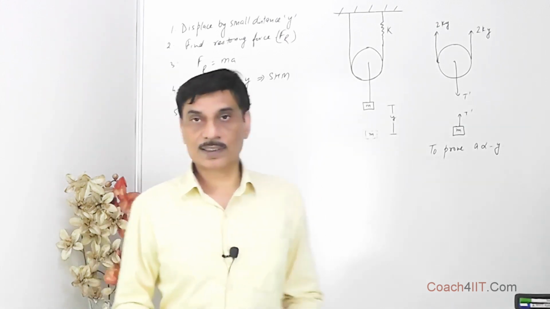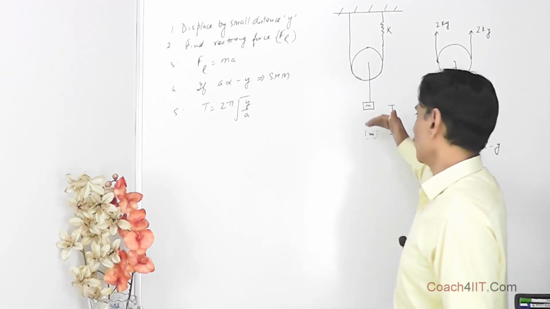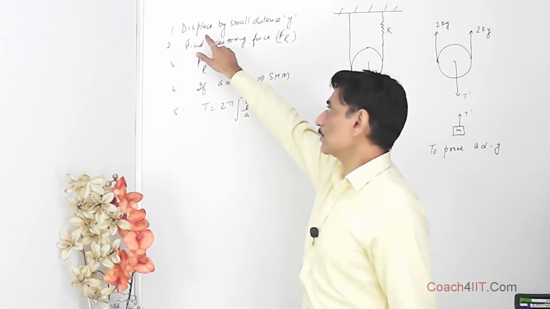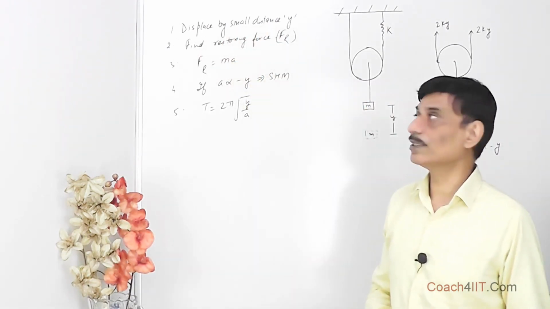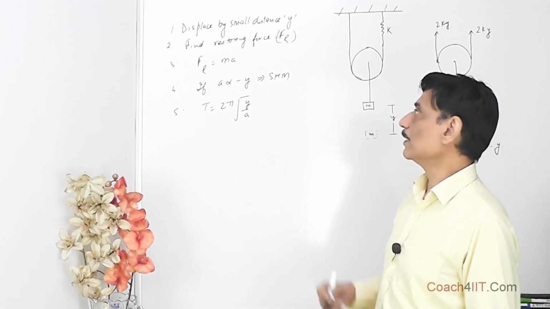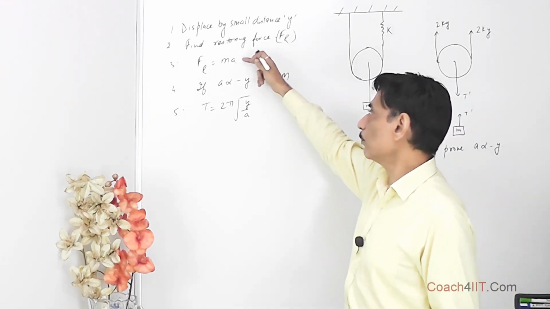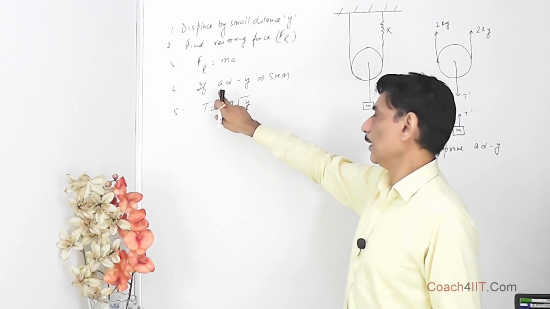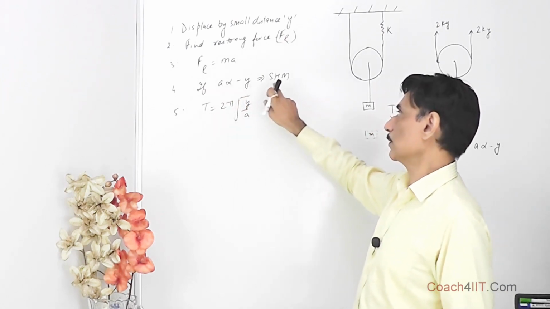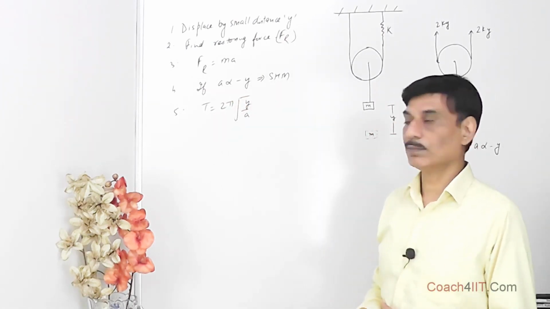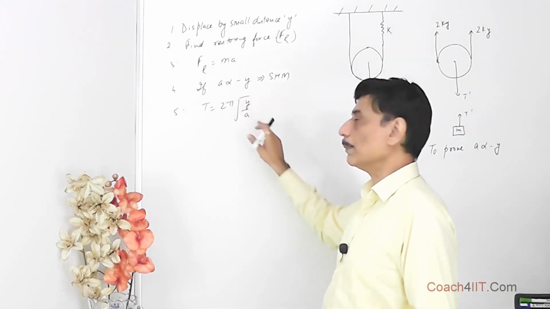So first, we displace this body by a small distance y. We know our steps. First, displace the body by a small distance y. Then find its restoring force. Restoring force is equal to mass into acceleration. And if a comes out to be proportional to minus y, this means SHM. If this is SHM, then we can use T is equal to 2 pi root of y by a.